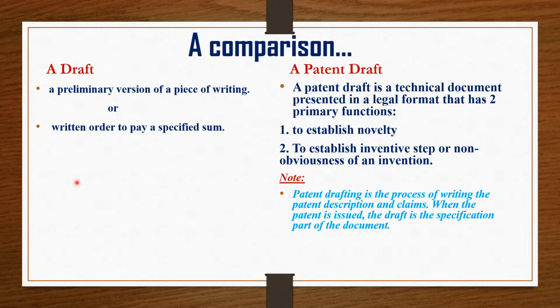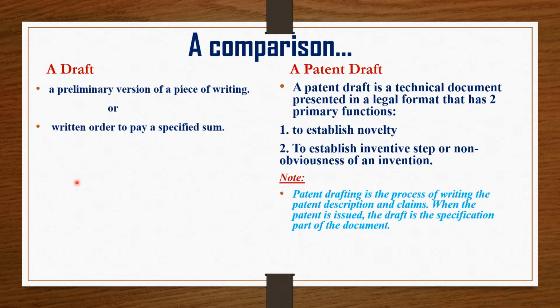Now we will go towards what a patent draft is, because this is the demand of our legal world, or the world of patents. A patent draft is a technical document presented in a legal format that has two primary functions. Number one is to establish novelty, and point number two is to establish inventive step or non-obviousness of an invention.